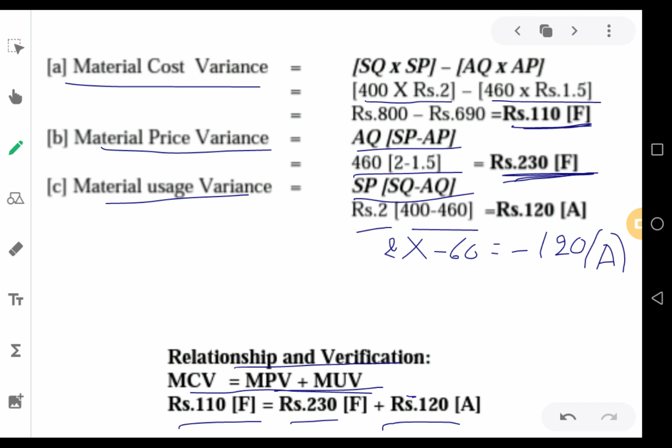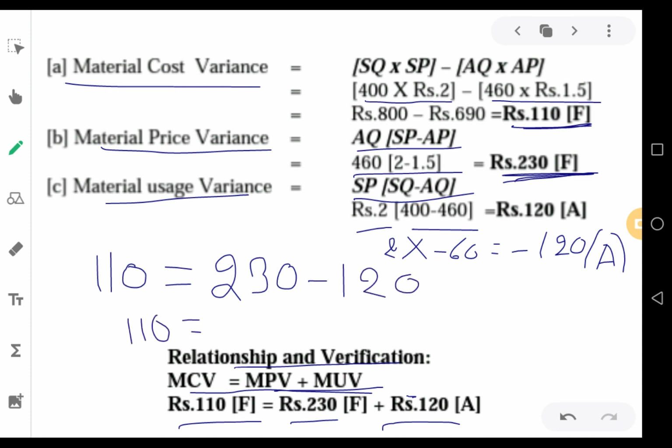That means 110 cost variance equals 230 price variance, which has a positive symbol, plus the usage variance. The usage variance is adverse, so minus 120. So this plus into minus should be minus. So minus 120. So 110 equals 230 minus 120, again you should get 110. So 110 equals 110, that means verified.